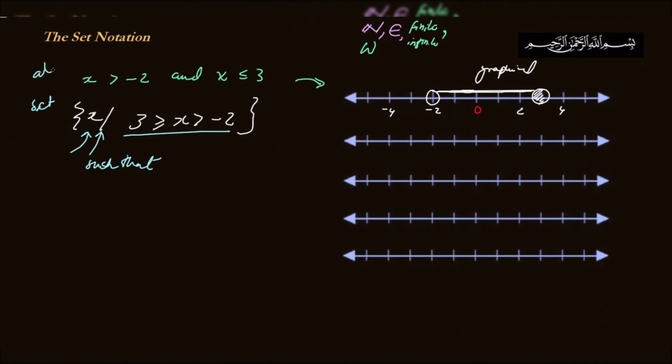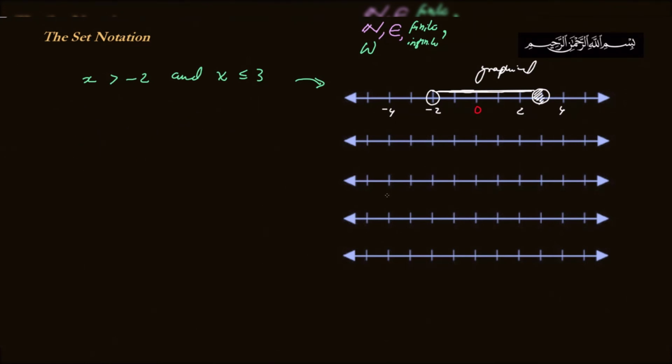This is how you write an algebraic expression, and this is how you represent the same idea in a graphical version. Now, let me write this over here. This also represents the set of all numbers x such that x is less than or equal to 3 and x is greater than -2, like this. So that's a set notation for the same graph.